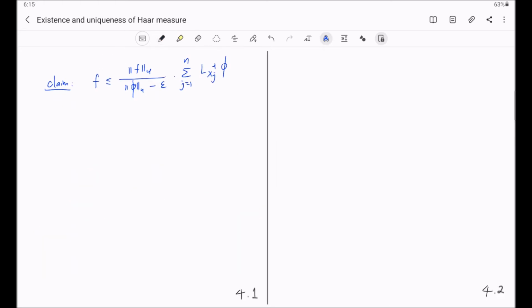Now let's prove this claim. Indeed, for any x in G, if x is not in the support of f, then this inequality trivially holds, since then f of x will be 0. So the left hand side is 0. And of course, the right hand side is always greater than or equal to 0.